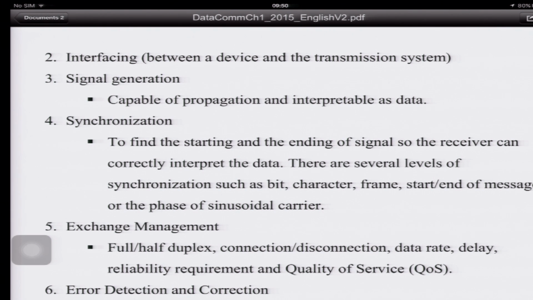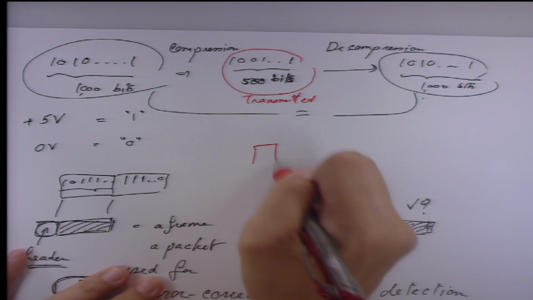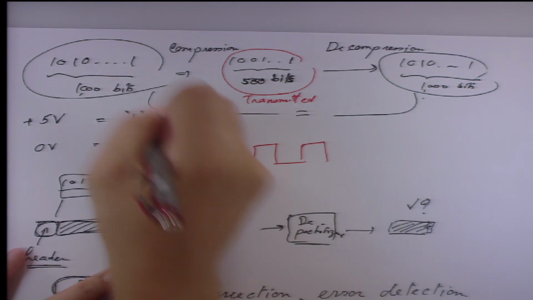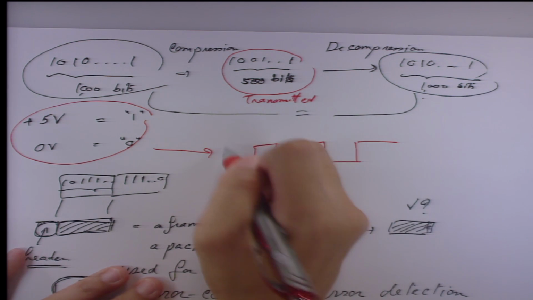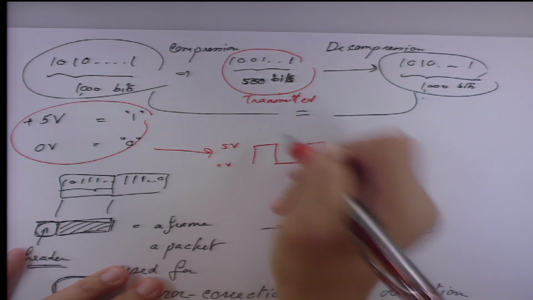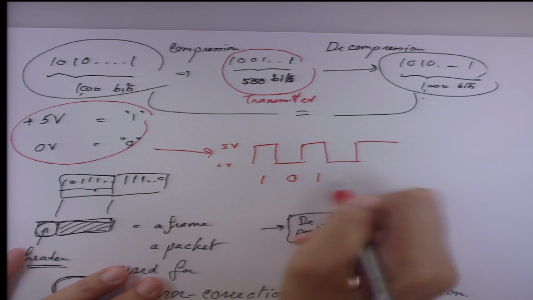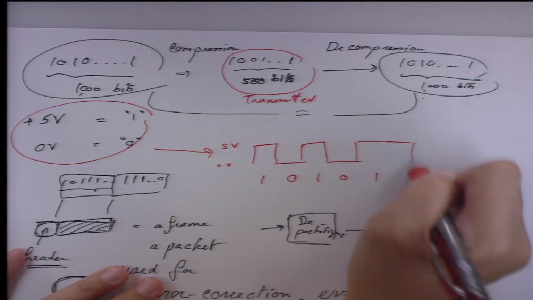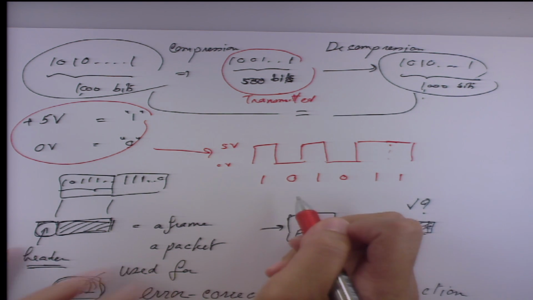Just for example, if you look at this, using this one, this is 5 volt, this is 0 volt. So you have to be able to interpret this as 1, 0, 1, 0, 1, 1. So this is how we interpret the data.